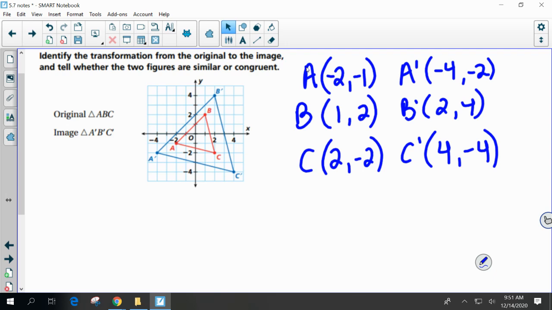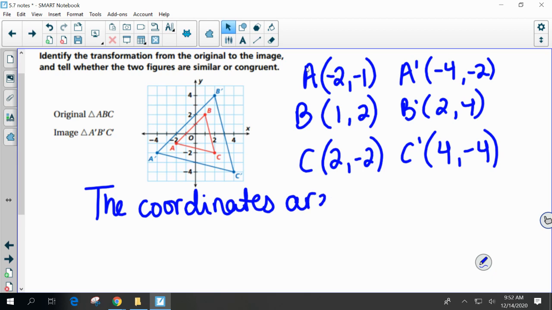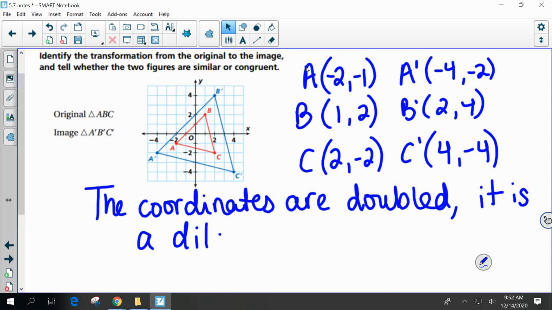Okay, so does anybody see what happened to the coordinates? Yes, they doubled. So this would be a dilation because the coordinates are doubled. It is a dilation. Okay, so because it is a dilation, the triangles aren't congruent. They're not exactly the same, but they're similar.